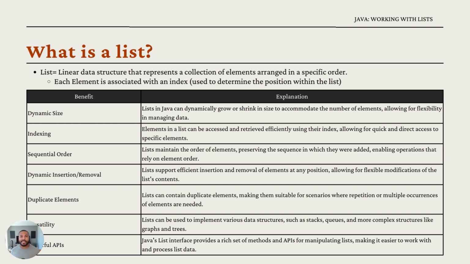Another benefit is dynamic insertion and retrieval. Lists offer dynamic insertion and removal of elements. We could easily add new elements at any position within the list or remove existing elements based on their index or value. This dynamic behavior makes lists ideal for implementing data structures such as queues, stacks, and linked lists. So a great example of a list is a queue.